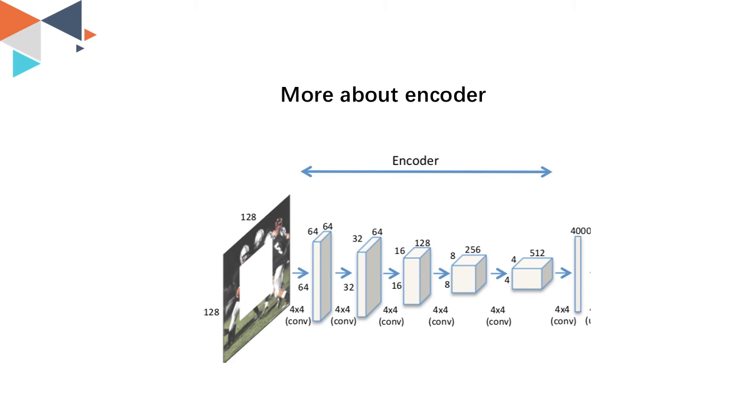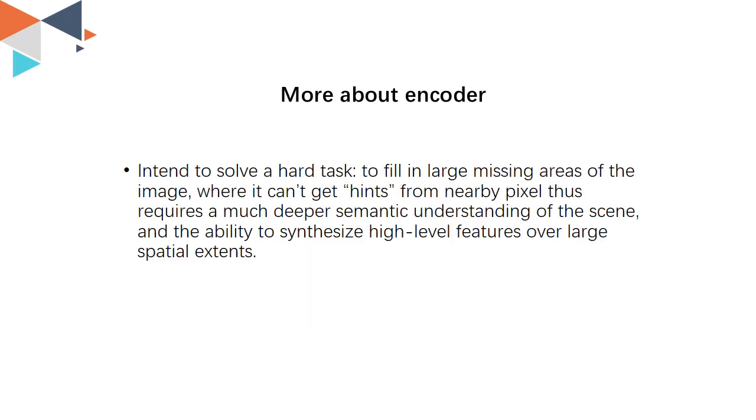And this is the schematic diagram of the encoder. We can see that there are 5 convolutional layers. The operation the convolution layer does is convolution. The feature it finally gets contains some deeper semantic understanding. Well, this is just the hard task the encoder intends to solve: to fill in large missing areas of the image where it cannot get hints from nearby pixels, which thus requires a much deeper semantic understanding of the scene, and the ability to synthesize high-level features over large spatial extents.